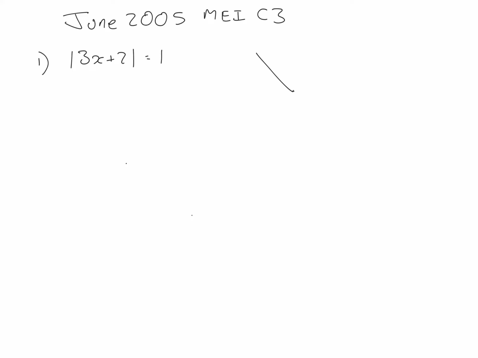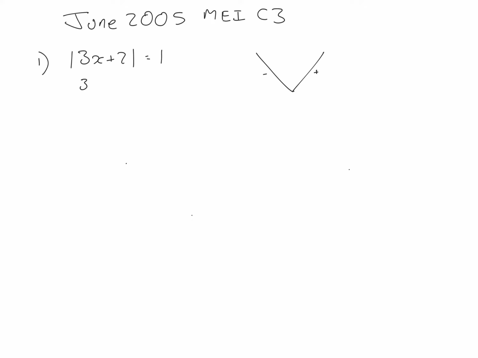Okay, so this is the beginning of the June 2005 MEI C3 paper. So, question one. Solve the equation mod 3x plus 2 equals 1. So we've got to consider, there's two branches to a mod graph. We've got to consider the positive and the negative.